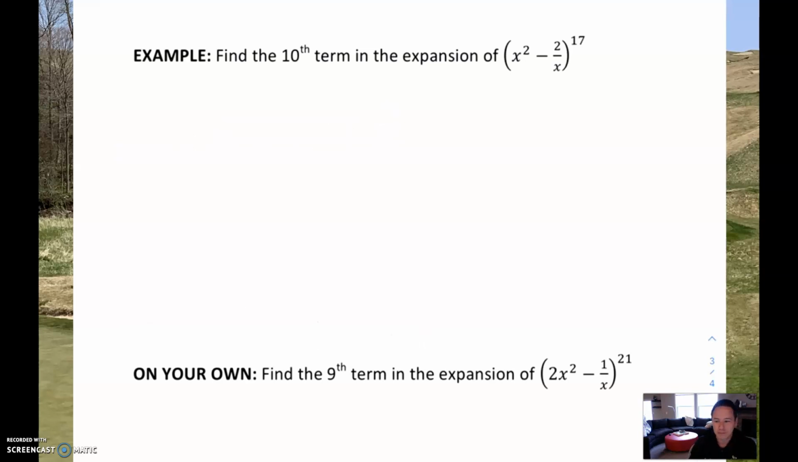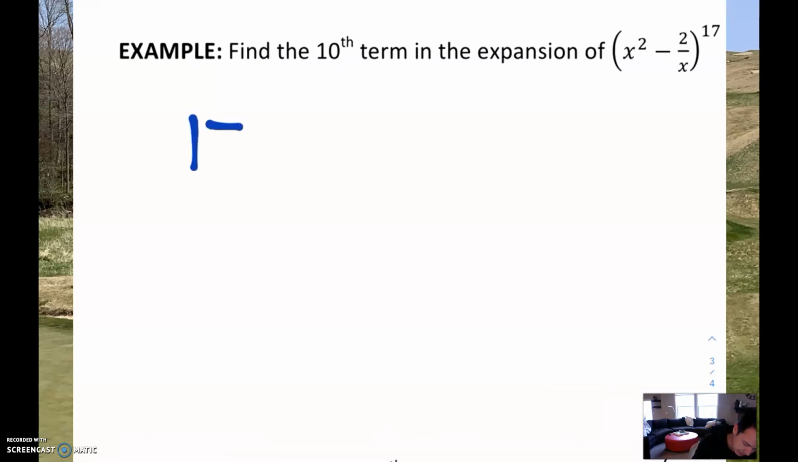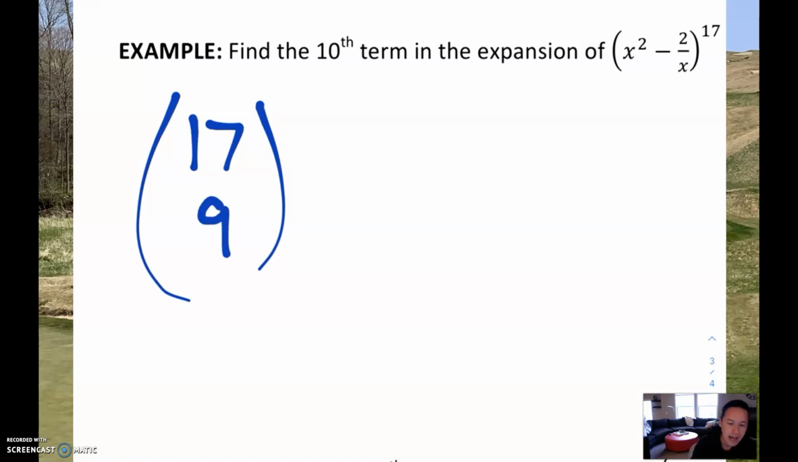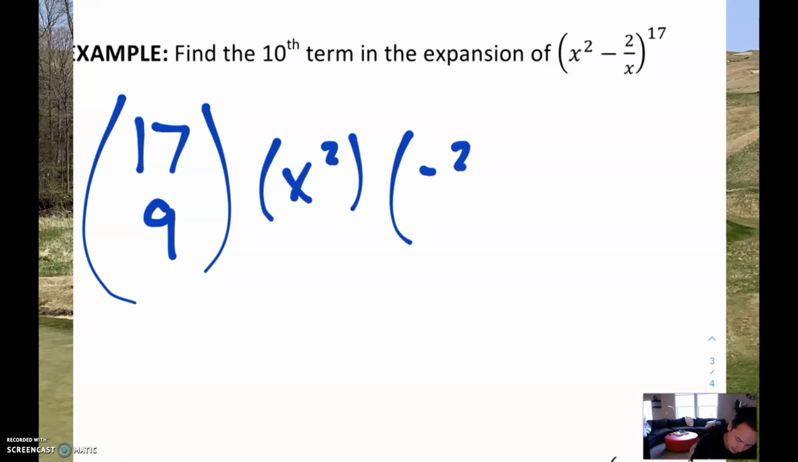All right, last one, pretty similar to the one we just did. Find the 10th term in this expansion. So I'm going to start out with the 17. And again, if I want the 10th term, it's going to be 17 choose 9. And then we're going to take that first term, which is x squared. And our second term is negative 2 over x. This 9 is going to match up here with a 9. And these two exponents have to add to 17. So this will be an 8.